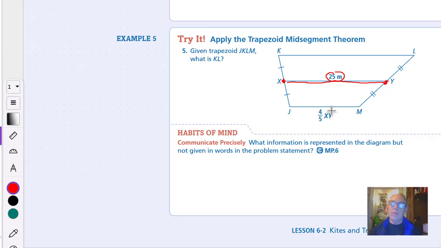So I don't know why they're doing that, but if xy is 25, 4/5 of xy is going to be 20. So it tells us that that's a 20. And they want us to find out what KL is. So this is the one we don't know.